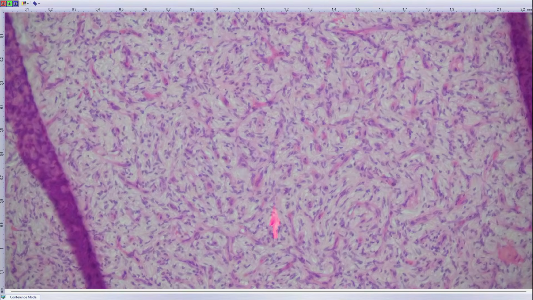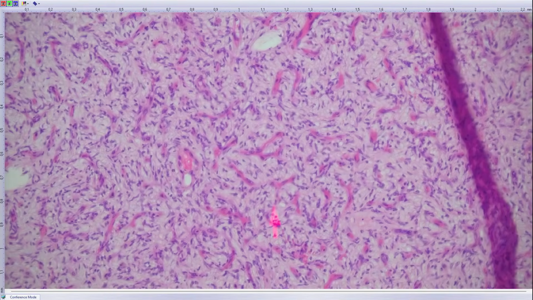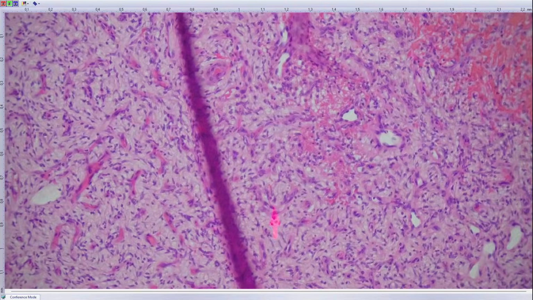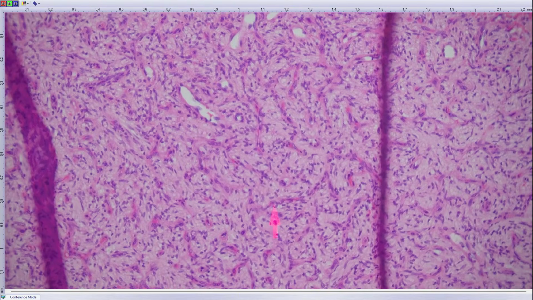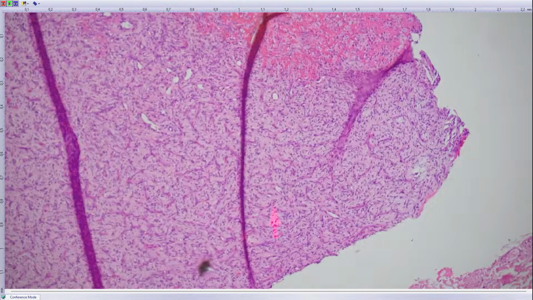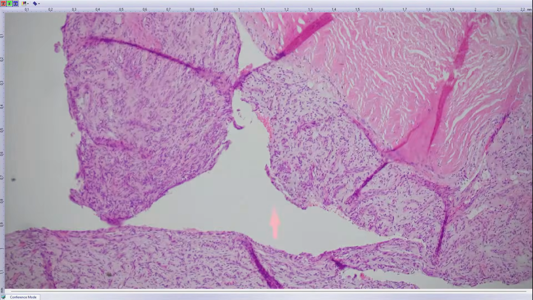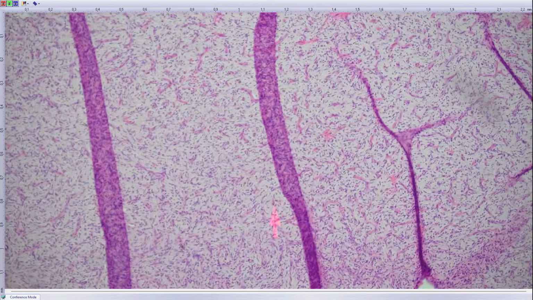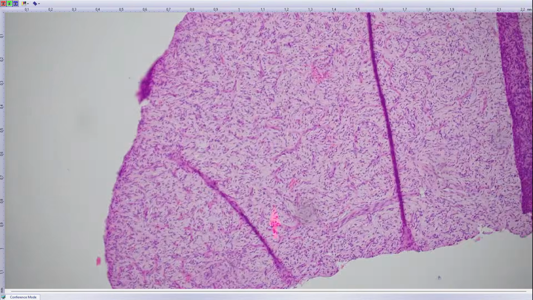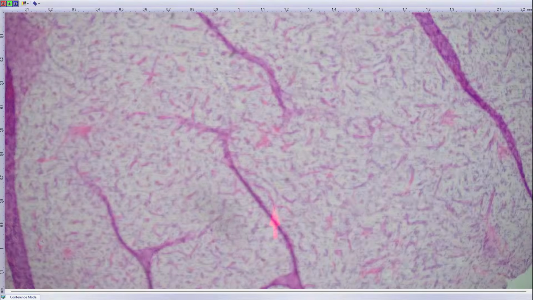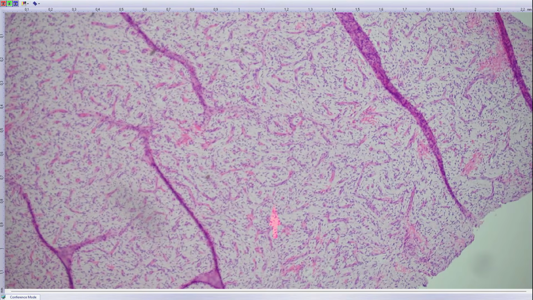So you see just very bland spindle cells without mitotic activity. If you do immunohistochemistry, there might be some focal expression of CD34 or desmin or EMA, but it's not diagnostically useful. This case was negative for everything, but this morphology is very suggestive of a diagnosis of one very rare soft tissue tumor, which is called soft tissue angiofibroma.